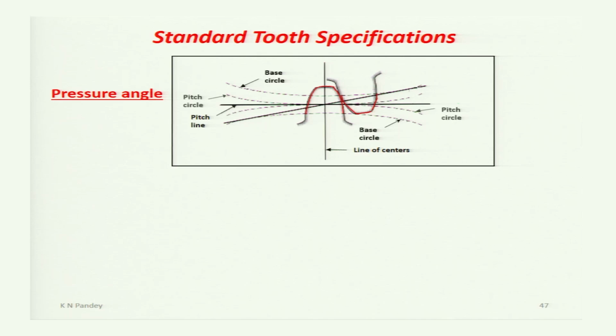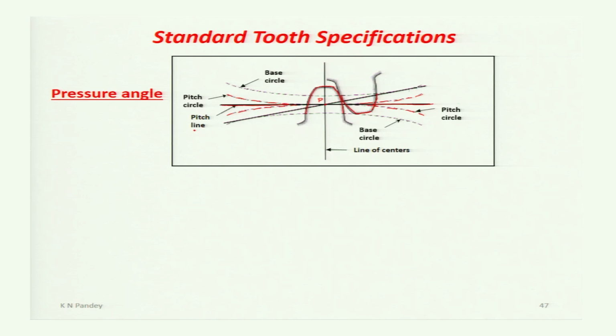So you have this pitch circle, this is the pitch circle of one of the gears, and the pitch circle of another gear, the mating gear. The pitch circles are touching each other at the pitch point, which is called capital P. So from P, if a tangent is drawn to the pitch circles, then that is this line, which is called the pitch line.